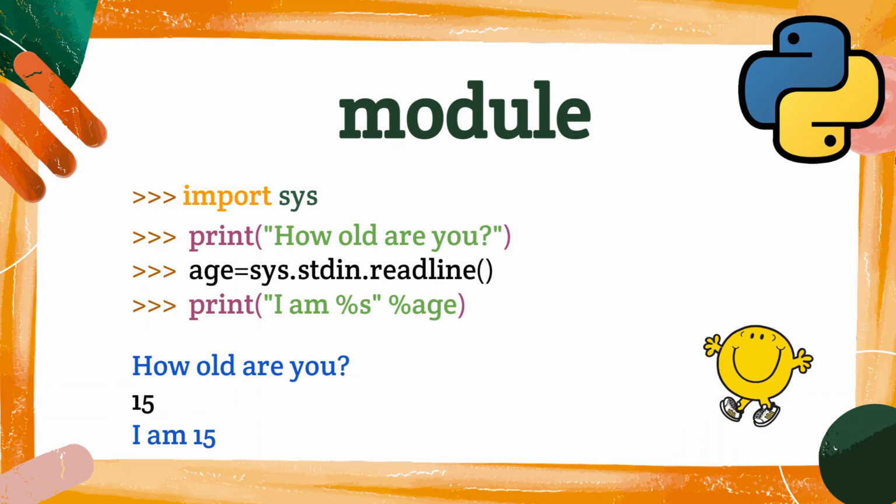Here is one sample code that shows how to use sys.stdin.readline. First, it prints out how old are you. Now, it is waiting for the user's input. If the user inputs 15, then the age variable will store the user's input as a string. So, we format string with %s in the last printout, I am %s. Then, it will print out, I am 15.